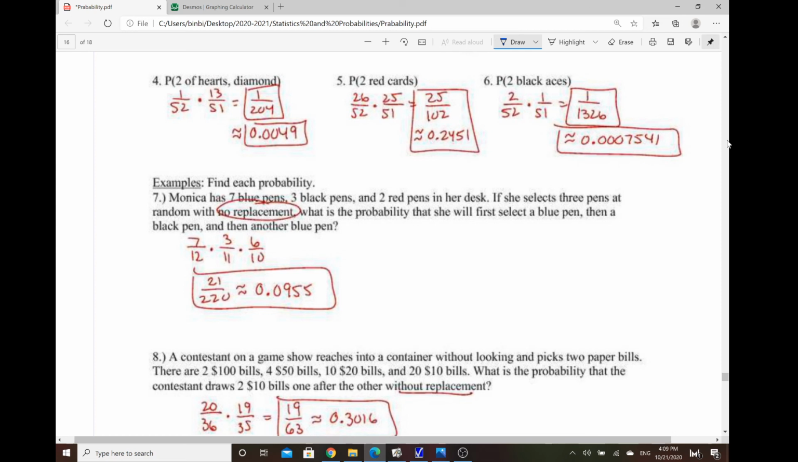As you can see, the denominator is getting 1 less each time. The reason is that once you pick one pen, you want to find the total remaining. So 7 over 12 times 3 over 11 times 6 over 10.